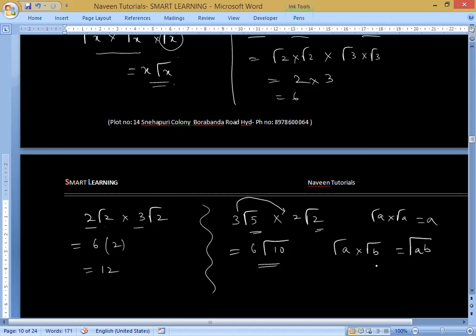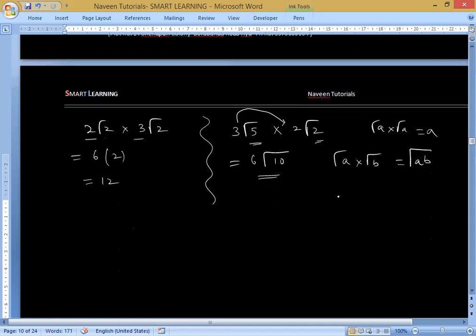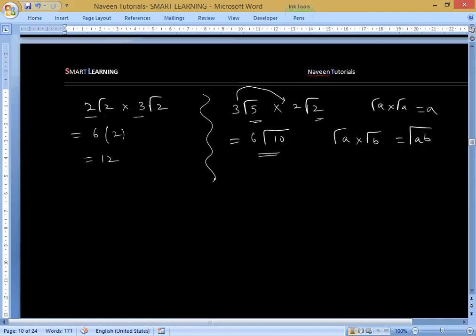If different numbers are there in the root, you have to simply multiply. Suppose I'll give one more question for your better understanding. For example, root 7 into root 3. Both are different numbers in the root, so what I'll do, 7 3s are 21.